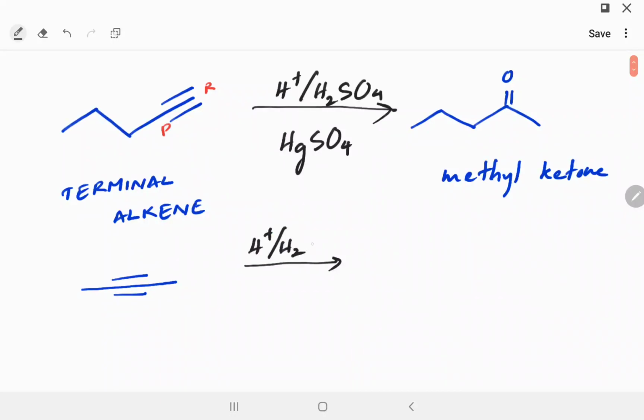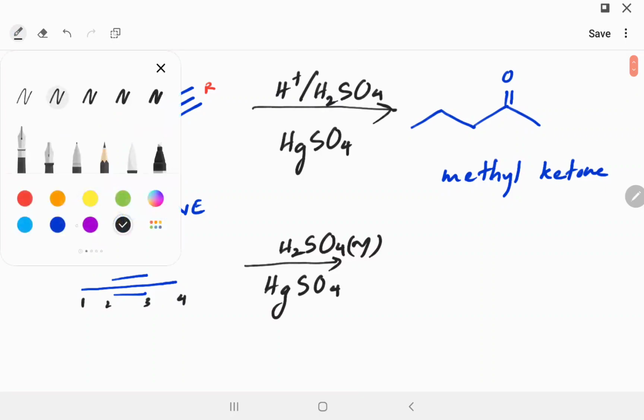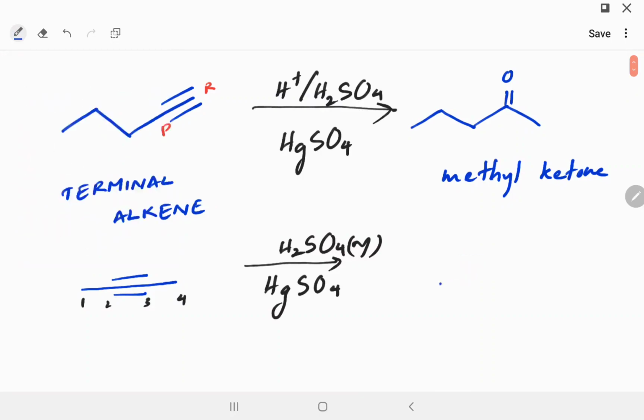You need some aqueous sulfuric acid, and then you need Hg2SO4, I mean mercury(II) sulfate, as catalyst. So you have a 4 carbon compound. First of all, draw the 4 carbon chain: 1, 2, 3, 4. There are the 4 carbons, and of course identify the triple bond.